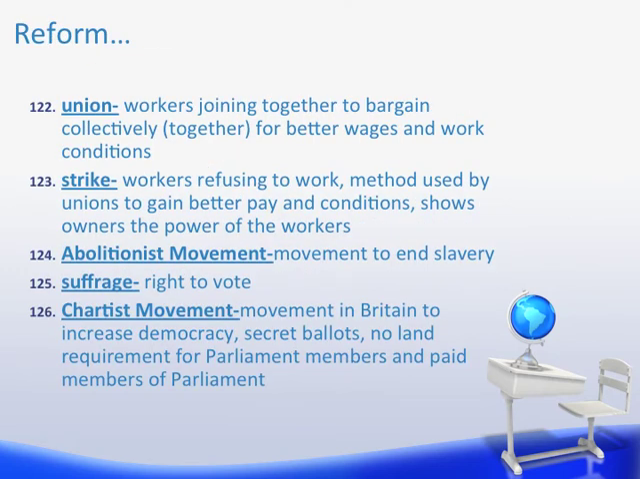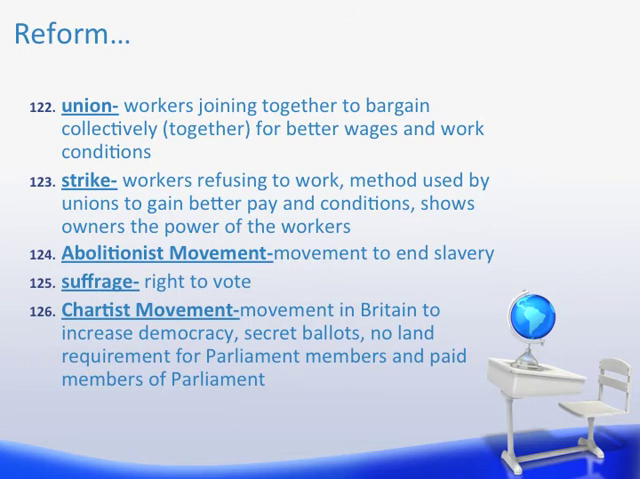All right, reform. So along with the negatives, you get some positives. In the earlier lesson, we learned that workers had really horrible lives and no protection, and you know that's not the way it is today. A huge reason for that is unions. Workers joined together to bargain together for better wages. That is called collective bargaining, and they argued that they needed better wages and better work conditions. If they did not get the better wages and the better work conditions, they refused to work.